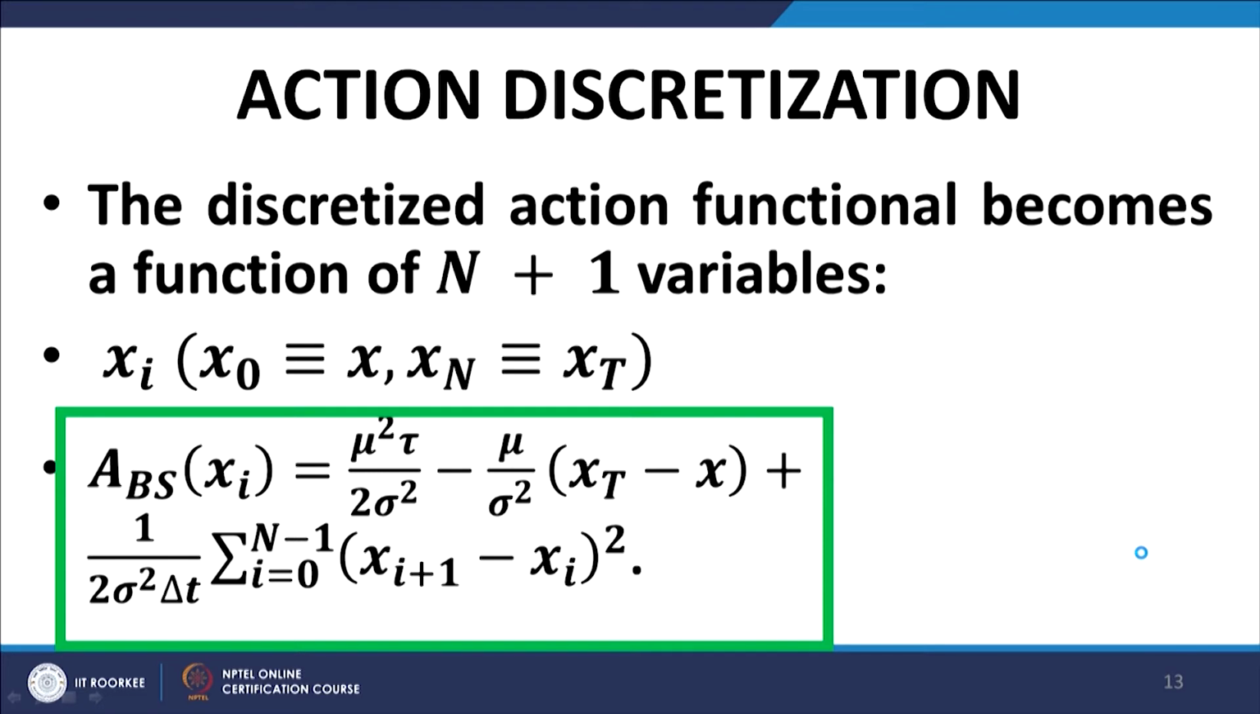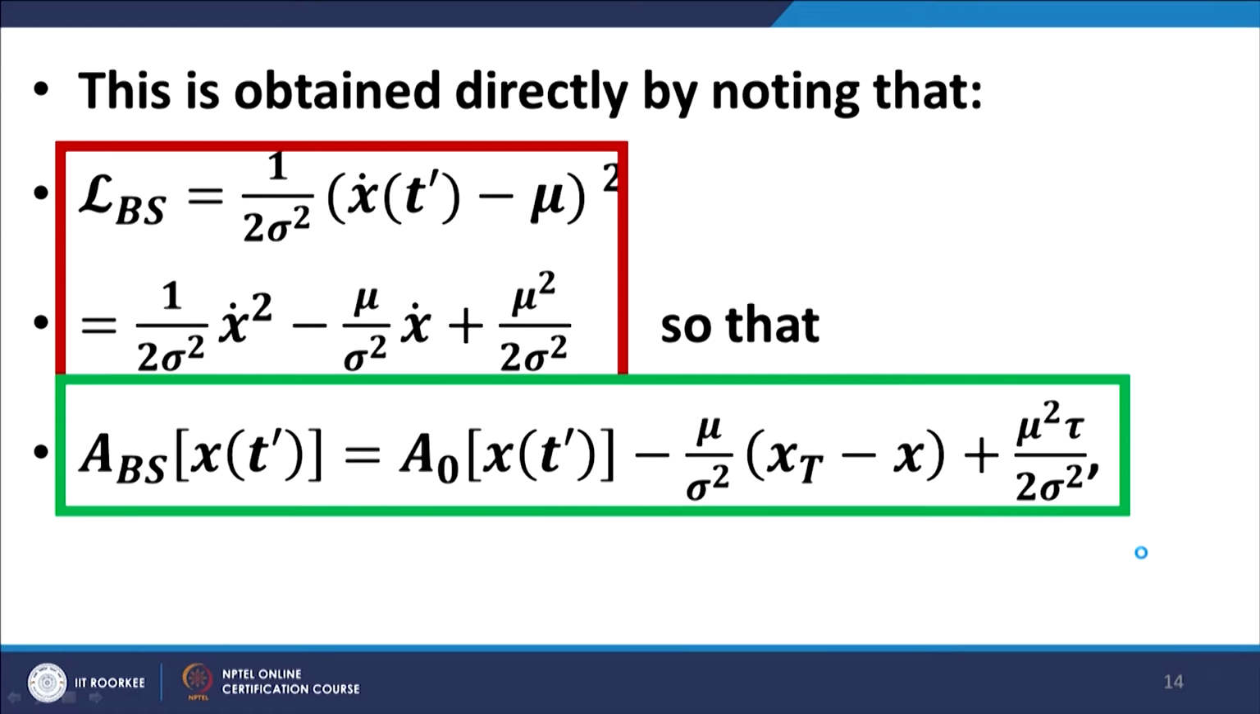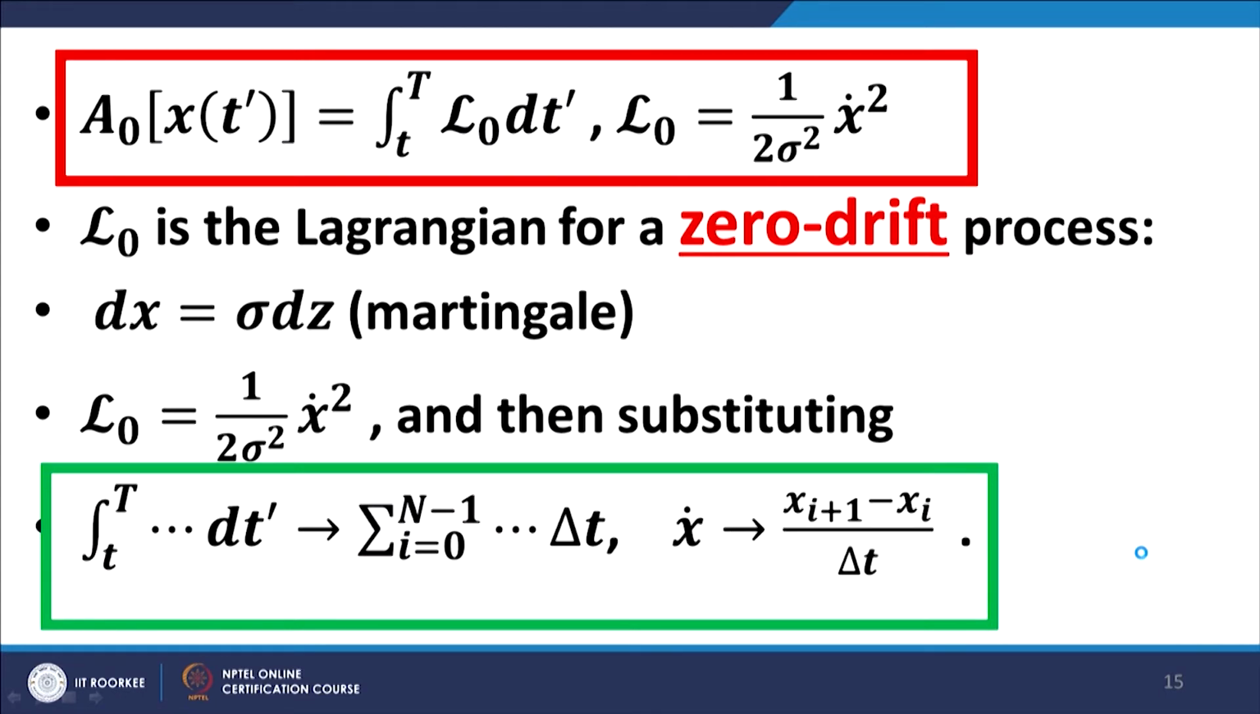This is the expression that we get from the action corresponding to the driftless Brownian motion or driftless Lagrangian. So, let us call it the driftless action, and in this expression the last term we have obtained by making the substitutions that are given here in the green box, and using the expression for the driftless Lagrangian, which is given here in the red box.